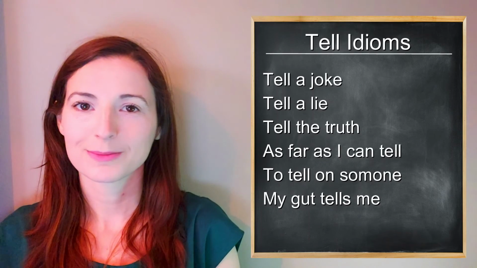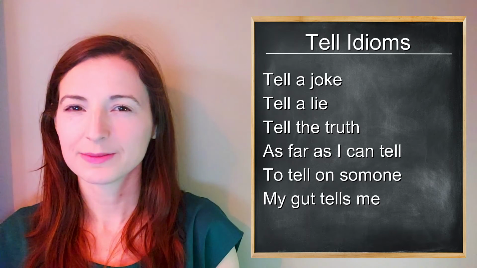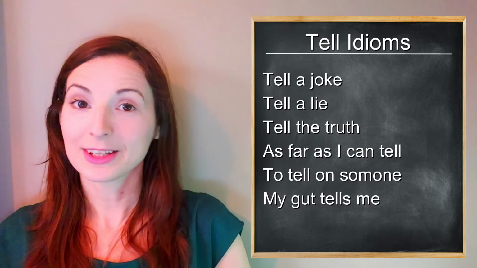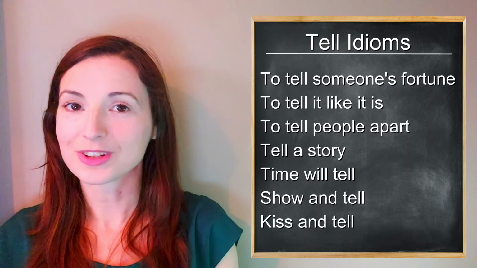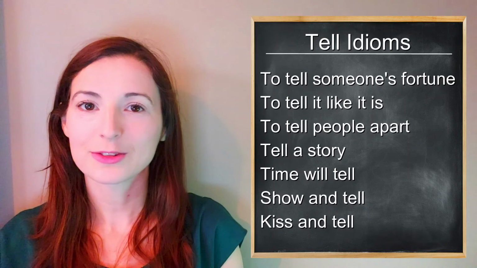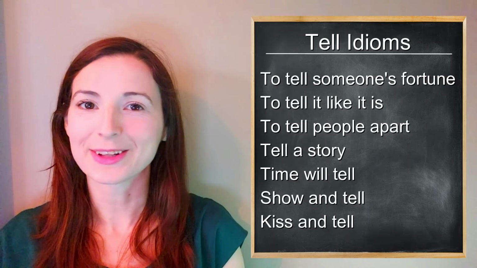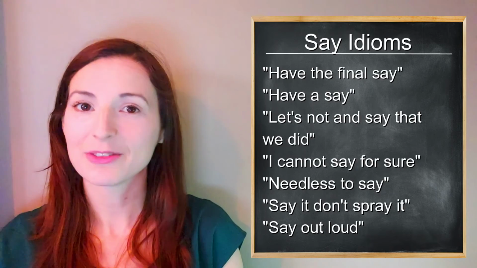Another difficult part is with idioms. There are very particular idioms with say and tell, and they can be very difficult to use. Here is a list of the more common ones. This is not a complete list. Tell a joke, tell a lie, tell the truth, as far as I can tell, to tell on someone, my gut tells me, to tell someone's fortune, to tell it like it is, to tell people apart, tell a story, time will tell, show and tell, kiss and tell, have the final say, have a say.